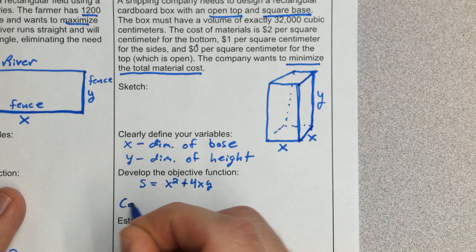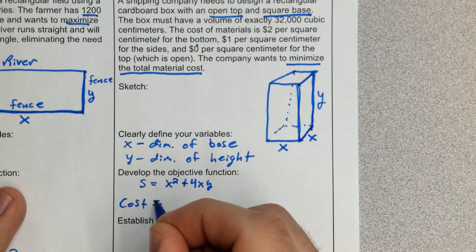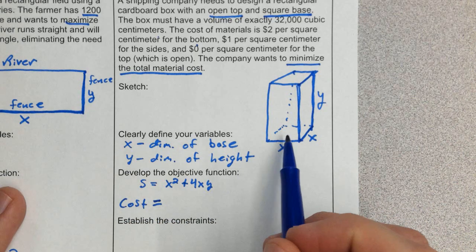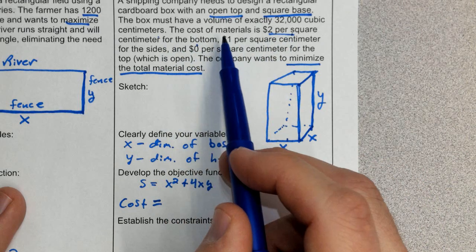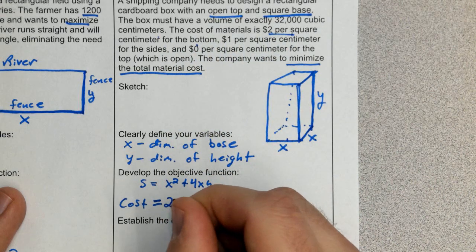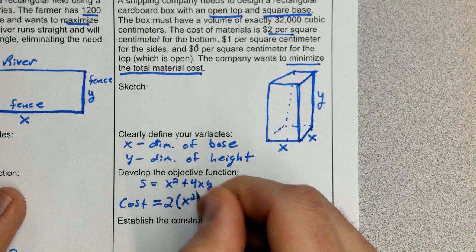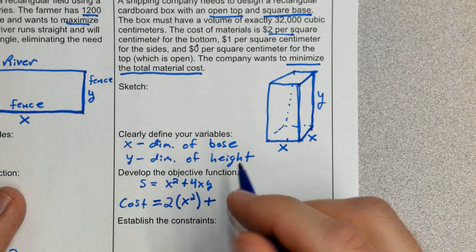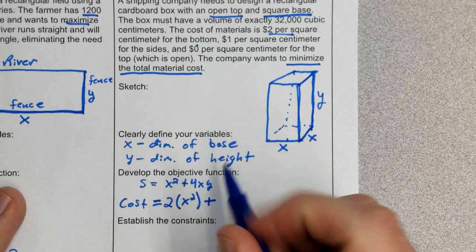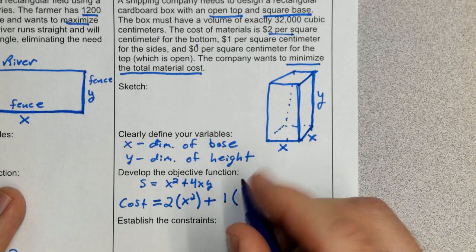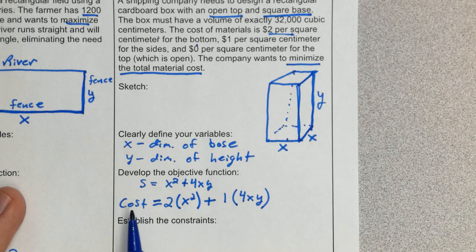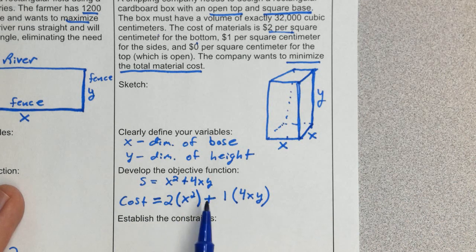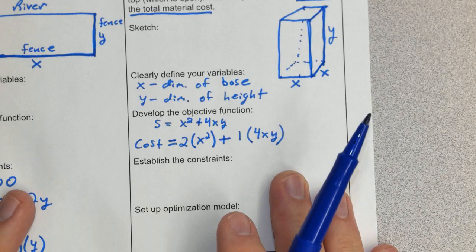So our cost equation, the thing that we're trying to minimize: the base costs us $2 per square centimeter. Okay, so $2 times the area of the base, whatever that is. Okay, plus the sides cost us $1. So 1 times the area of each side, so 4xy. There's our cost equation. That's our objective function because we're trying to minimize cost.